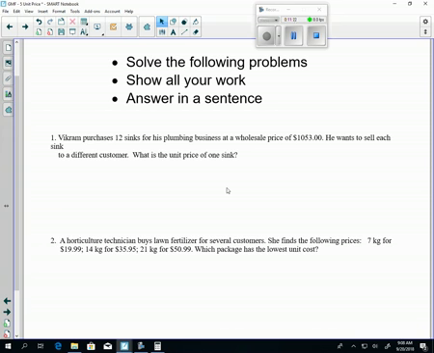Tomorrow we'll begin using the idea of markup, like stores do, to increase the prices to make a profit. And then we're going to look at how stores make sales and discounts, how we calculate how much we pay if they have a 30% discount. So all based on buying things in stores. It's very applicable to the real world out there.